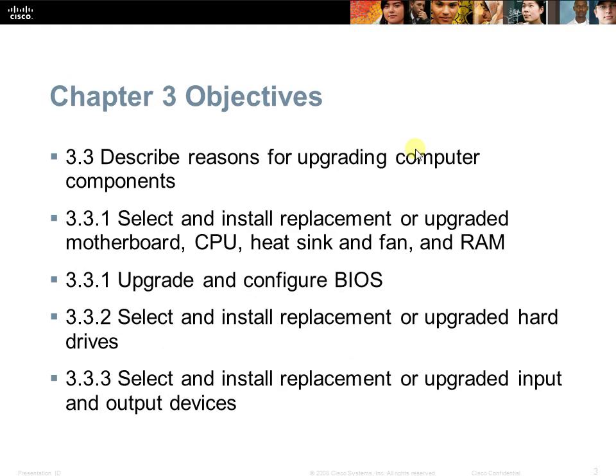Here are some of our objectives for today. We're going to look at our reasons for upgrading computer components. We're going to learn how to select and install replacement or upgrading the motherboard, the CPU, heatsink, fan, and the RAM. We're also going to take a look at upgrading and configuring the BIOS, and we'll also look at selecting, installing replacement or upgrading the hard drive, and selecting, installing replacement or upgrading input and output devices, such as your keyboard and your mouse monitor.